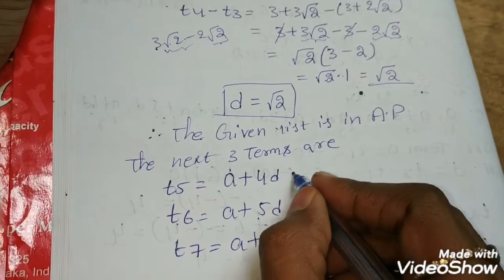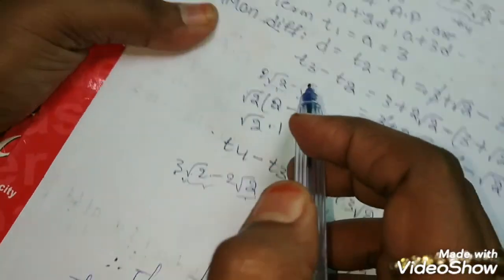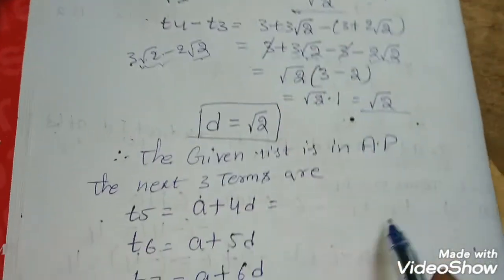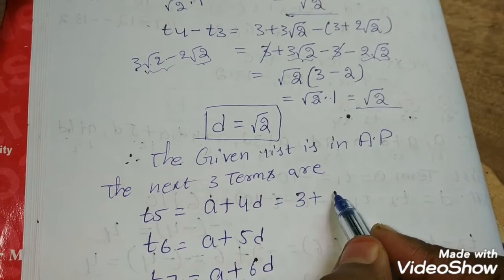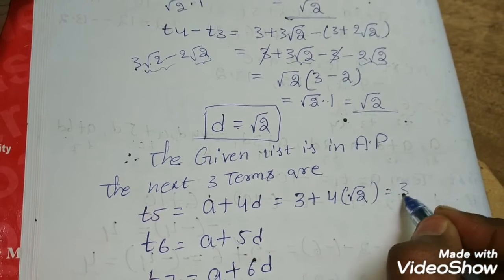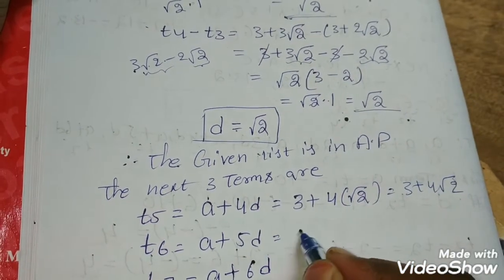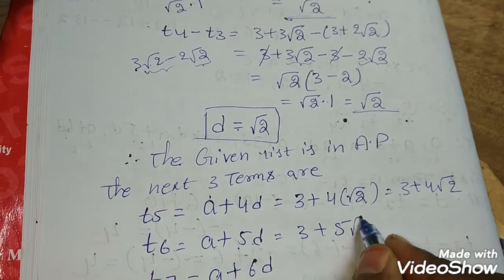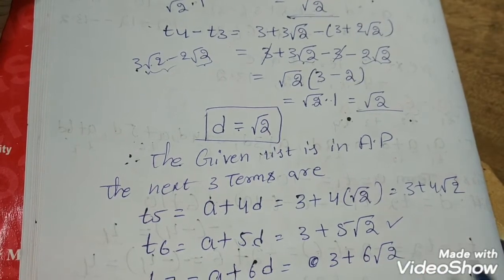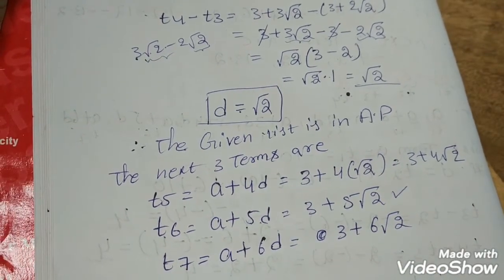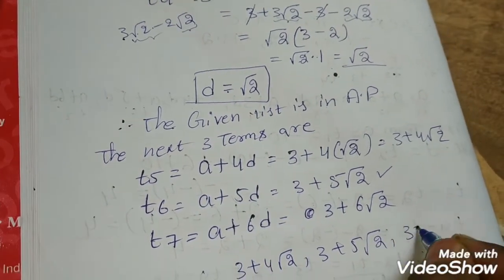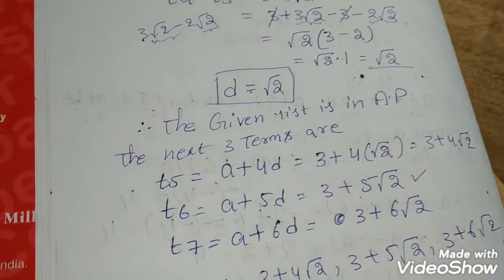What is a here? A is 3, the first term. See, I write here, a is equal to 3. A is 3 plus, what is 4d? 4 into d, d is root 2. So this is our answer: 3 plus 4 root 2. Again 3 plus 5, d is root 2. This is our answer. A means 3 plus 6 root 2. Therefore, what we get here is 3 plus 4 root 2, 3 plus 5 root 2, 3 plus 6 root 2. This is our solution. Understand?